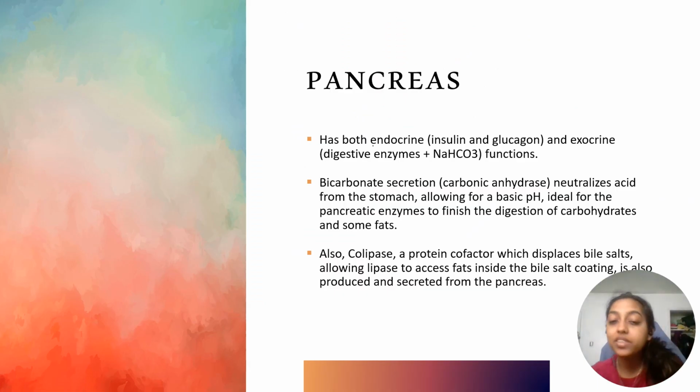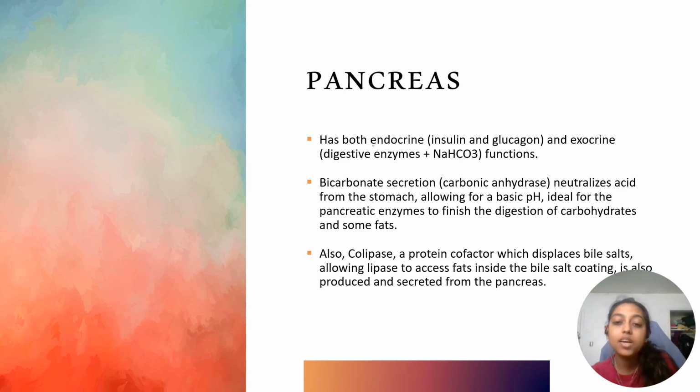So within this slide, you can see a summary of the function of the pancreas. And of course, the pancreas has both the endocrine and the exocrine function. The endocrine has to do with insulin and glucagon and secreting that within the blood. The exocrine is a form of secretion within a duct, not within the blood. And that's the digestive enzymes and the sodium hydrogen carbonate, which is the bicarbonate, which helps to increase the pH. The bicarbonate secretions, and there's a main enzyme of carbonic anhydrase, which functions within that chemical reaction of breaking down carbon dioxide and water.